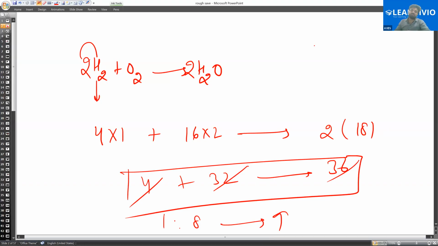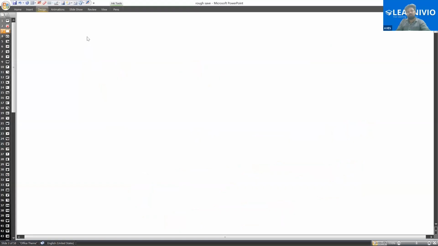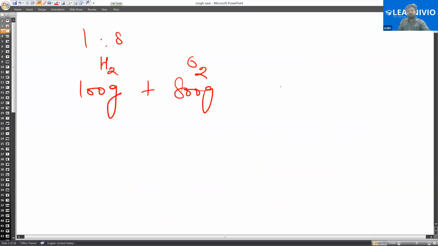So it can also be changed. Like if you take 0.5 grams of hydrogen, you need only 4 grams of oxygen, and it will give you 4.5 grams of water. According to the ratio it will be the same. Like if you take 100 grams of hydrogen gas, it will require oxygen in a 1 is to 8 ratio. So 800 grams of O2 will be required, and you will get 900 grams of water.